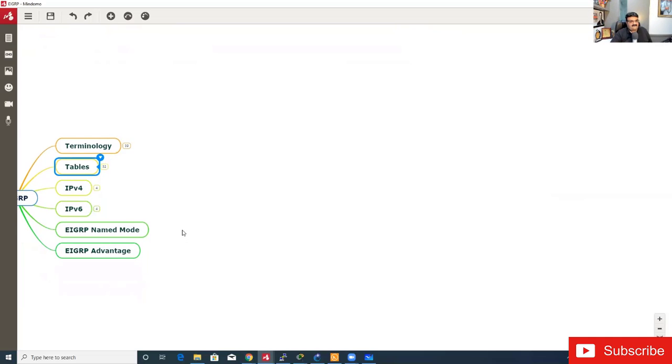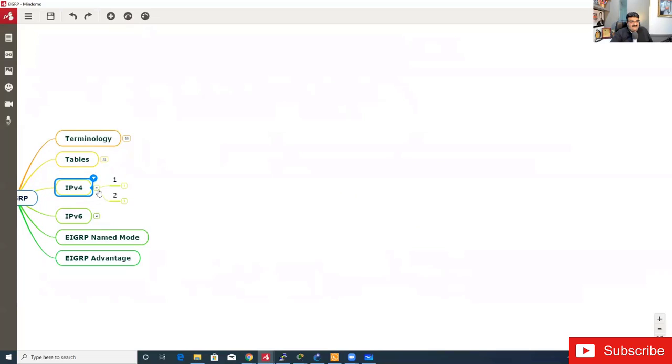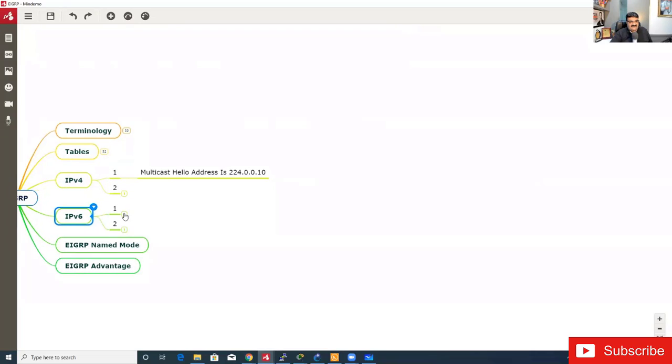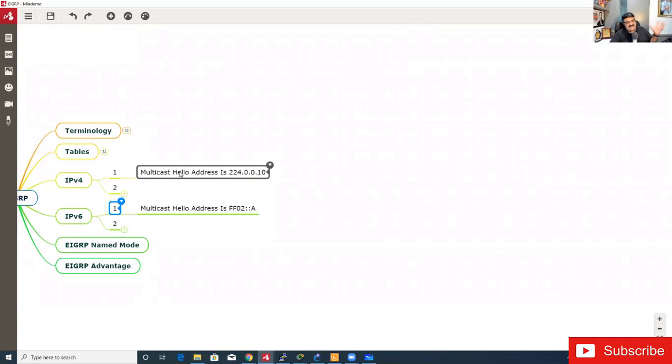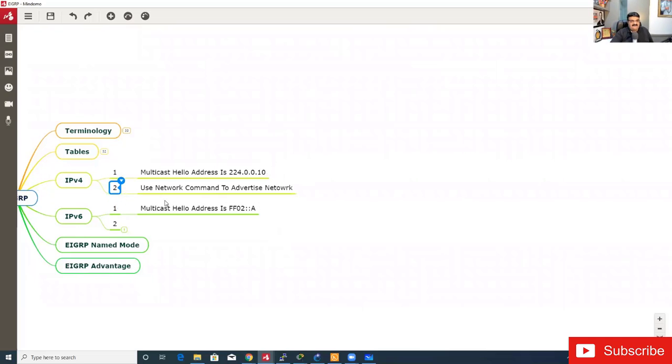Okay. So we'll use IP version 4 and IP version 6. There is one difference between IP version 4 and 6. In IP version 4, EIGRP sends multicast hello packets on 224.0.0.10. Here we have the multicast address FF02::A, right? And in IPv4 we use the network command to advertise the network. Here we can give the command directly on the interface.